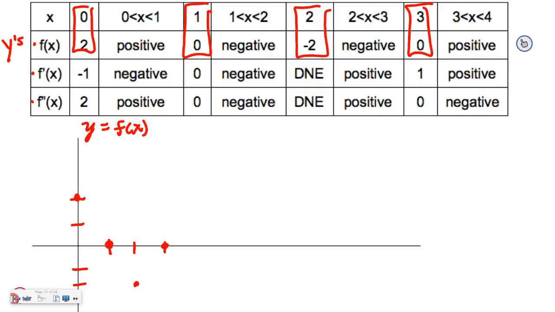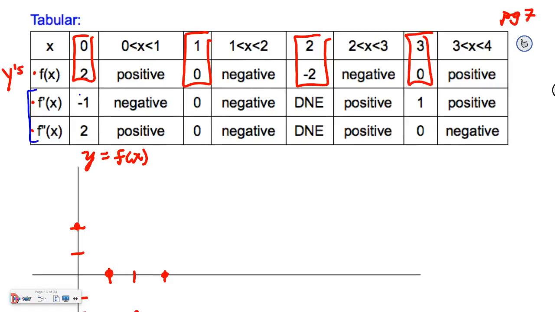Then I have to look at these two at the same time, because f prime being negative really just tells me the function's decreasing. Remember, we have two ways a function can decrease. It can decrease and be concave down, or it can decrease and be concave up. So in order to get that curvature correctly, I really need to analyze both of these at the same time.